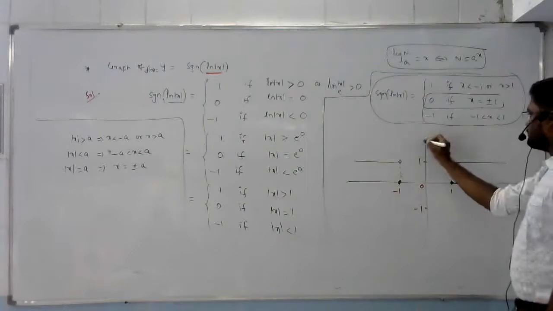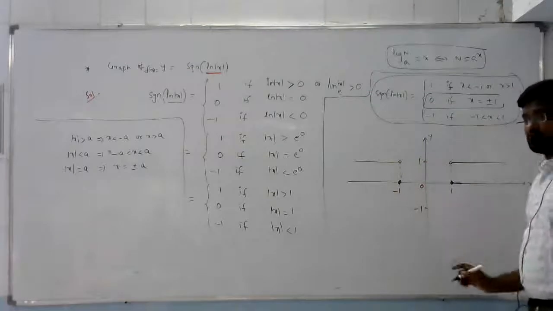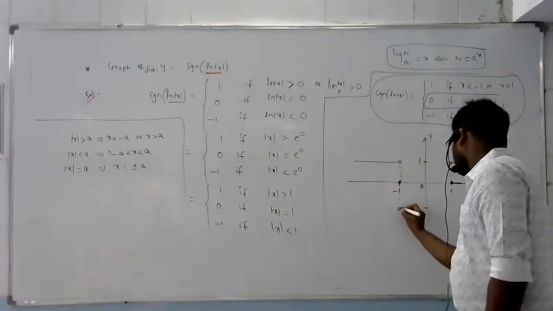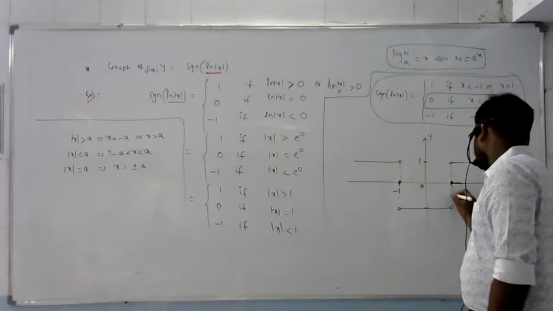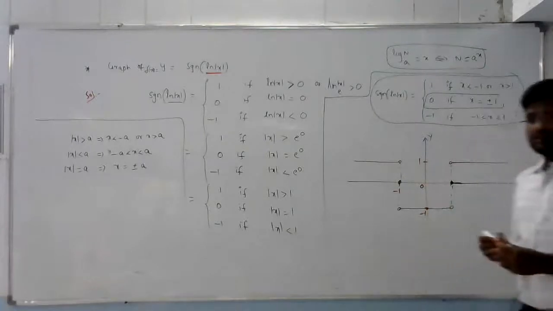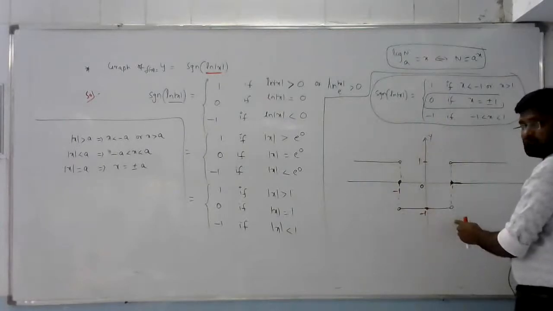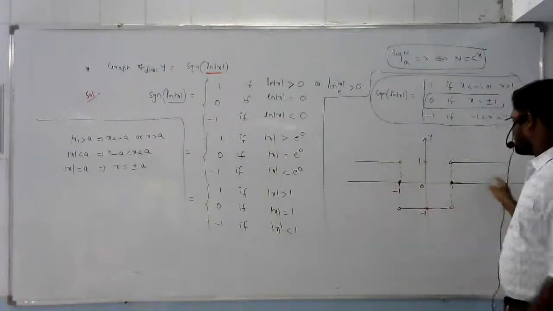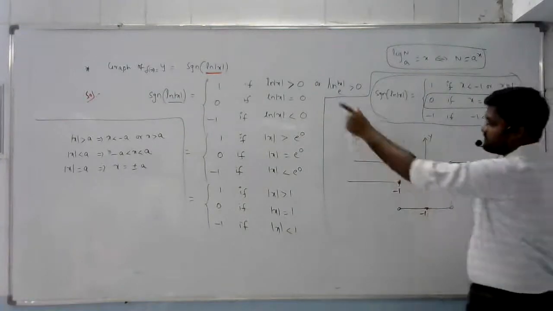X-axis, y-axis. Okay. Similarly, it is equal to minus 1 when x is lying between minus 1 to 1. Minus 1 to 1 means this one and this one. And this is minus 1. Is it correct? See, between minus 1 to 1, this is equal to minus 1. At minus 1 and plus 1, 0. And less than minus 1, greater than 1, it is 1. Is it satisfied? Did you understand? So this is the graph of signum of ln mod x.